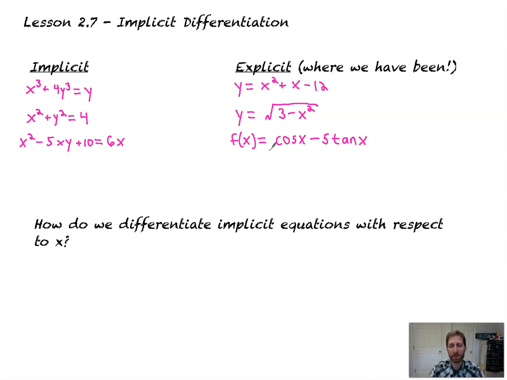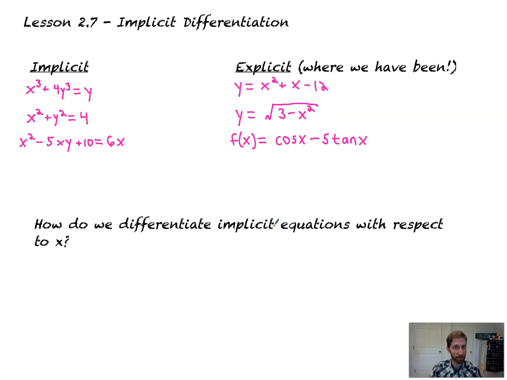Here's a list of explicit functions. This is where we've been for a long time in math. y equals a function. Very clearly, very explicitly, if I plug in x, I get out y. y is not jumbled up with it. y has been solved for, and there are no other y's. This is explicit. y equals the square root of 3 minus x squared. There are no other y terms. y has been solved for. f of x is cosine of x minus 5 tan x. There's no confusion at all. f is a function of x.